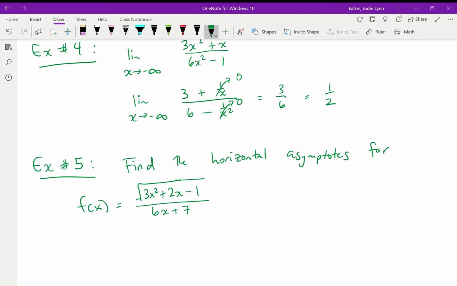Okay, so when we are asked to find the horizontal asymptotes, what we are being asked to do, interpreted in the context of limits, is find the limit as x approaches positive and negative infinity. So we actually have to do both of these. We find the limit as x approaches infinity, and we find the limit as x approaches minus infinity. Okay, we're going to do both.